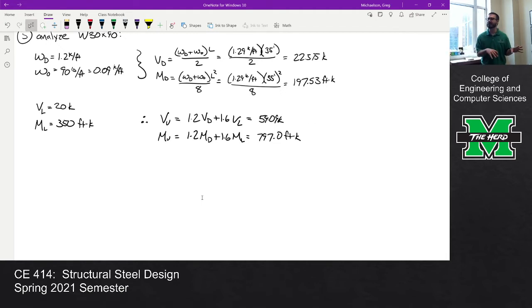Now, if we had assumed something like a self-weight of 100 pounds per foot and we ended up picking a W30 by 90, I wouldn't worry about this because now the beam is lighter than what we assumed. If it can hold up 100 pounds per foot, it can certainly hold up 90.